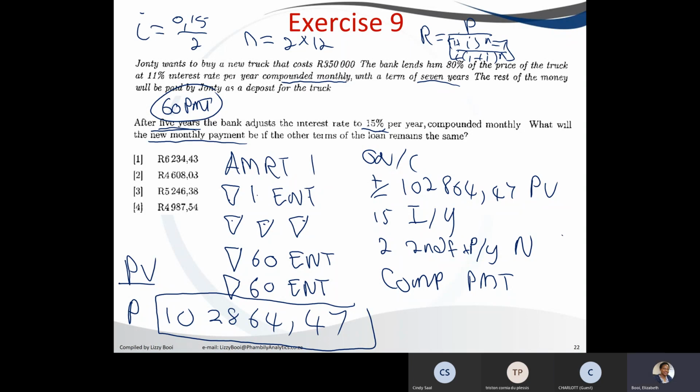I'm going to say question number 4. 102,864.47 is my new present value. 15 is my new interest, and 2 second function N again, and comp PMT, and the answer is option number 4. And that's how you will do it in the exam. 4 marks, 4 marks, 4 marks. That's 16% to your overall pass from amortization only.